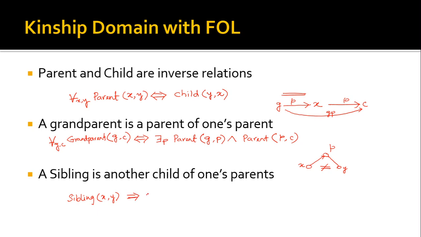implies, first we need to make sure that X is not equal to Y. And we need to find an intermediate node, so we need to find a P who is a parent of X, and P is also a parent of Y. So you say parent P, Y. This models the sibling relationship, and of course you need to say for all X, Y, right?